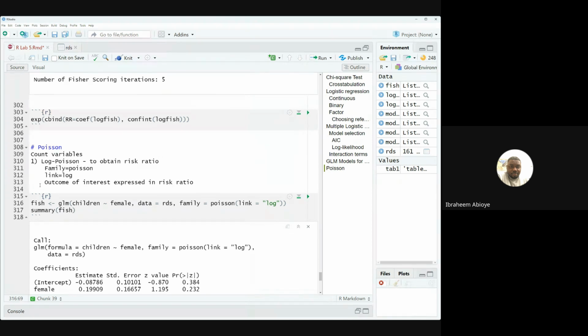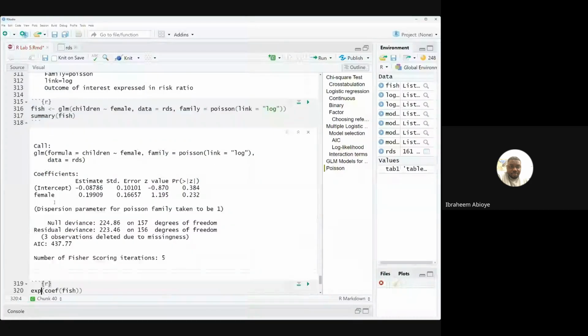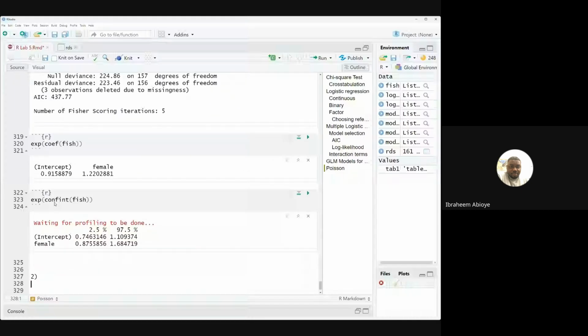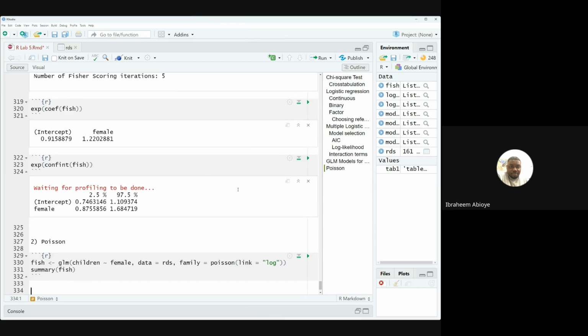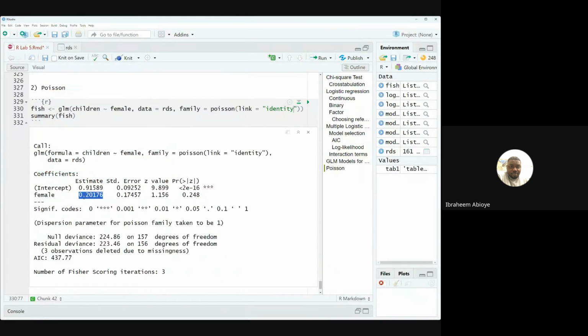Now, in the basic Poisson model, the correct thing to have done here would have been, so I'll just call this Poisson, to leave this as identity. Now, if we leave this as identity, can someone tell us what this means? Anyone want to guess?